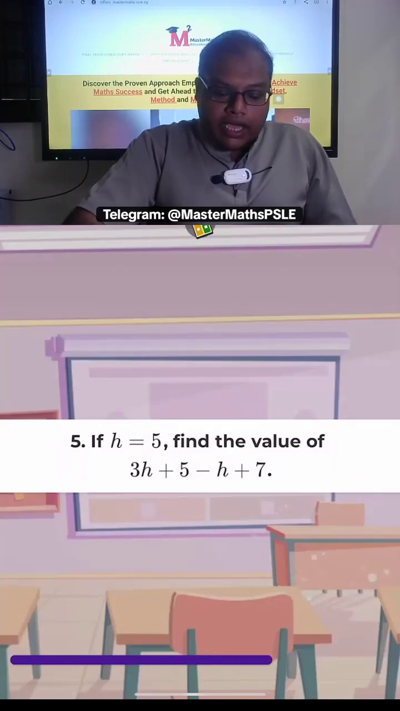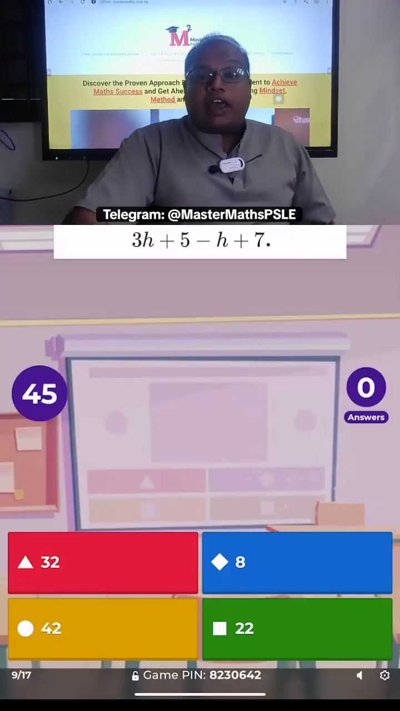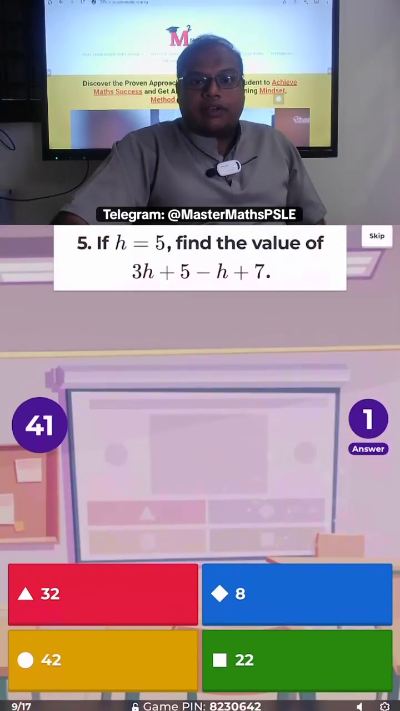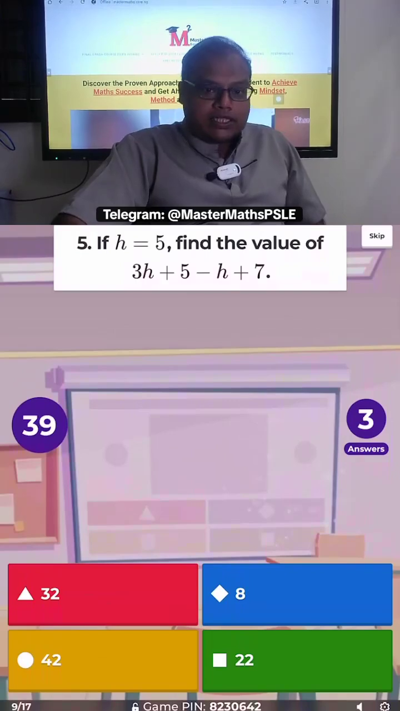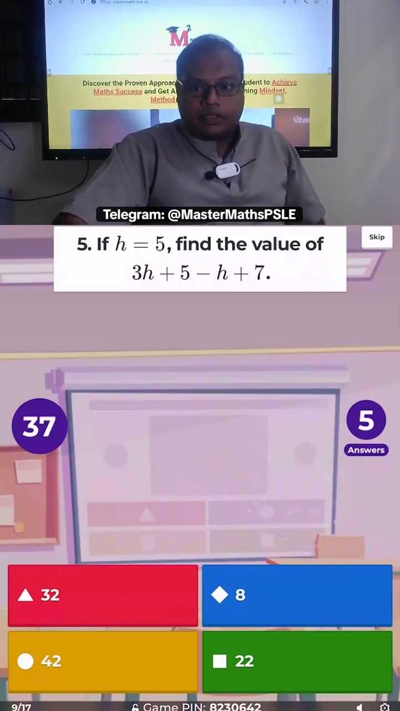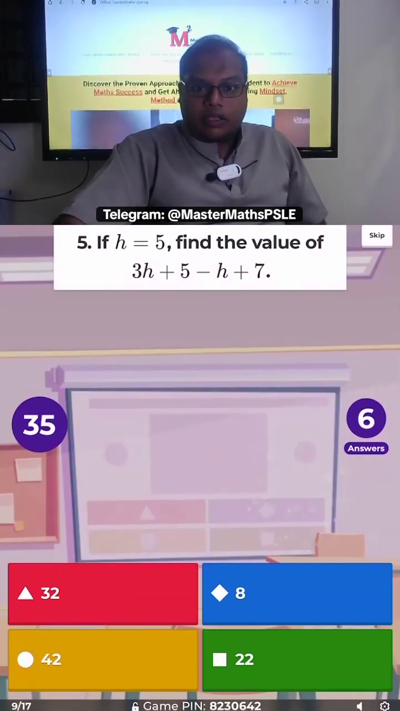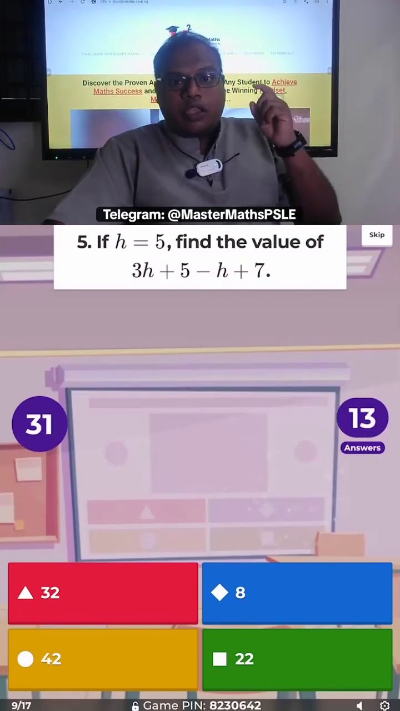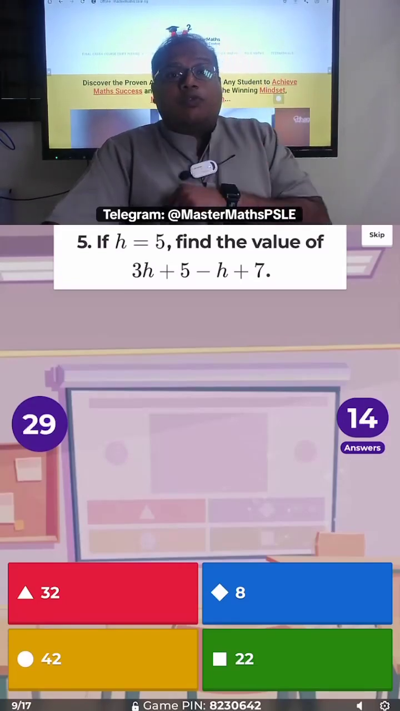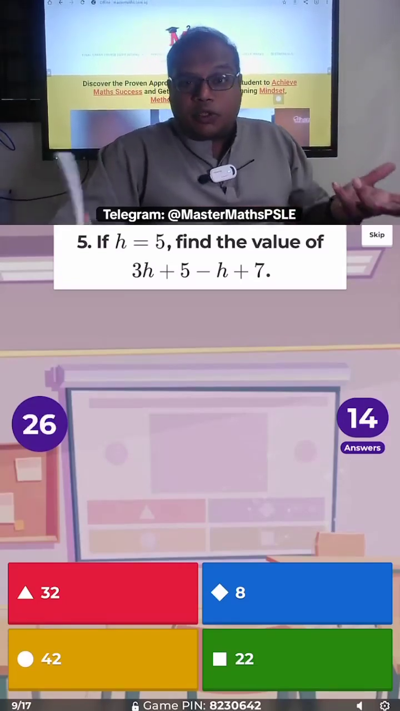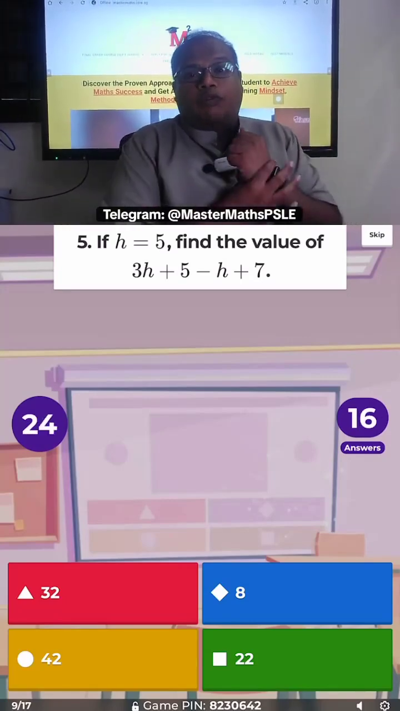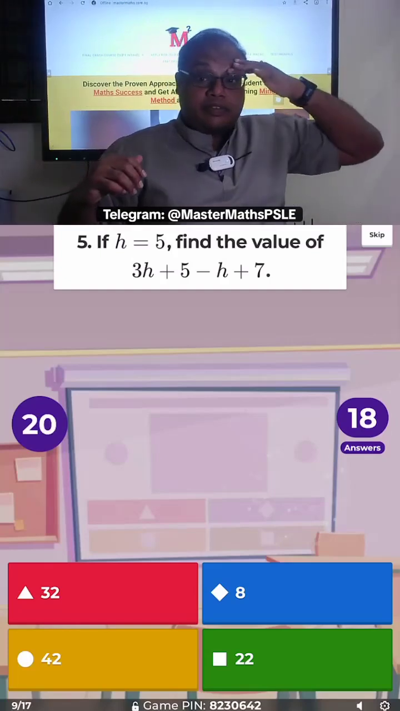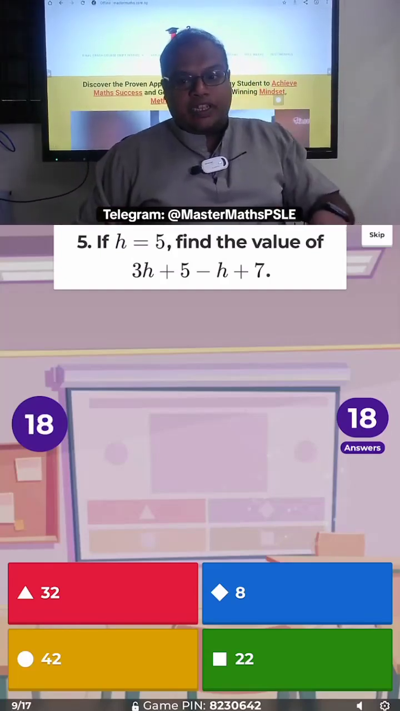Okay, now if h equals to 5, find the value of 3h plus 5 minus h plus 7. Okay. Alright, so if h equals to 5, okay, how do you substitute? How do you use that value to find the value of this whole expression? Okay, how?